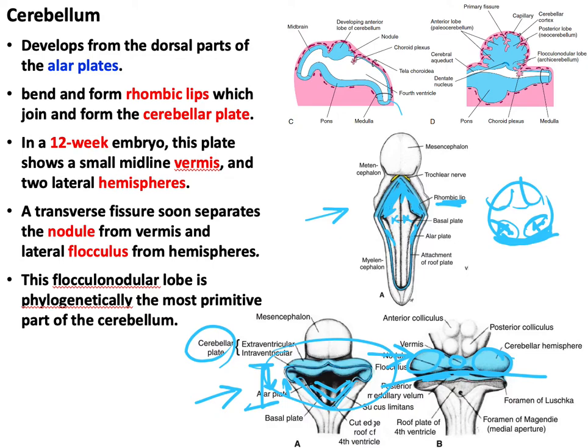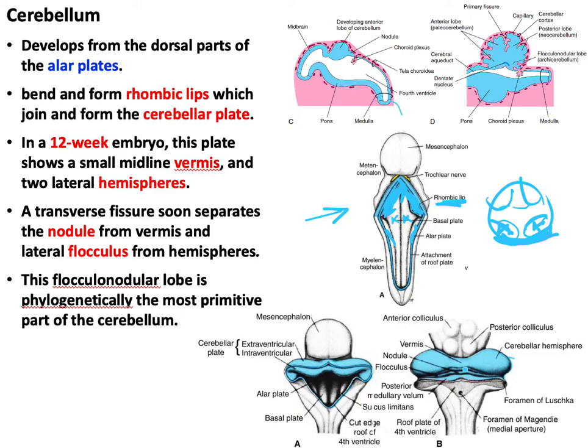Let me erase these things again. Yes, so the fissure here, which is indeed the posterolateral fissure, separates the nodule from the vermis, and also separates the flocculus from the cerebellar hemisphere, of course on the right and on the left. And this lobe that forms from the nodule and flocculus, we call it the flocculonodular lobe, is the most primitive part to form in the cerebellum, right?